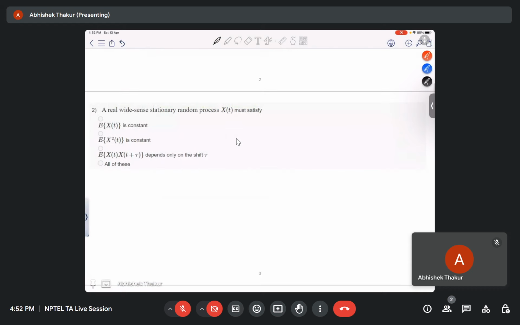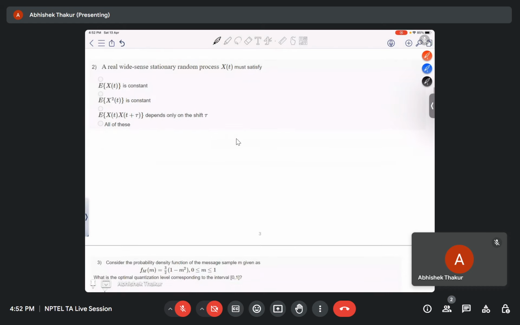Now coming to question number 2. A real wide sense stationary random process X(t) must satisfy: the mean should be constant, also E of X squared(t) should be constant, and the covariance of X(t) and X(t plus tau) should depend only on the shift tau. So all of these options are correct. So option D is correct for this question.